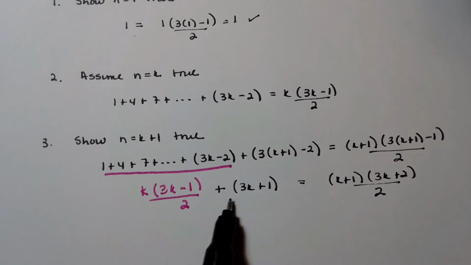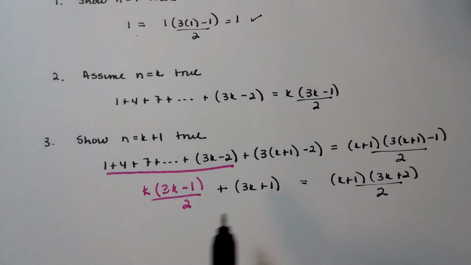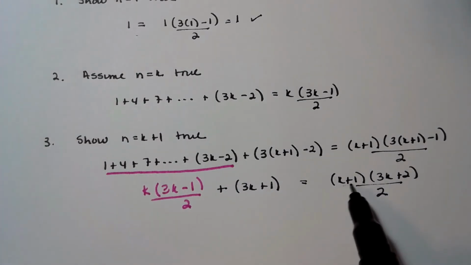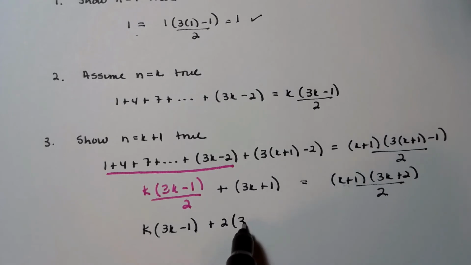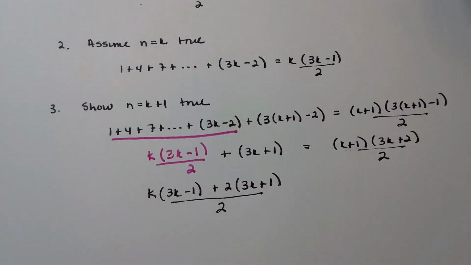And again, I'm going to try and make the left side look like the right hand side. I'm going to put this over a common denominator, because the left hand side of this thing is all over 2. So this is k times 3k minus 1 plus 2 times 3k plus 1, all over 2. And you just focus on the left hand side.